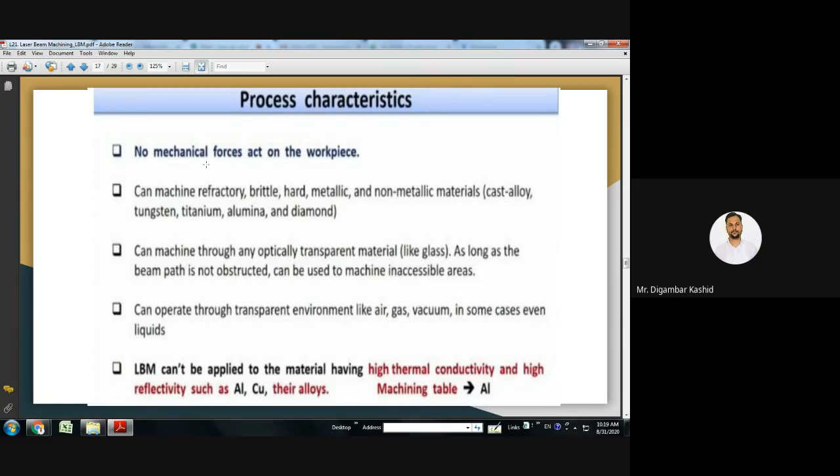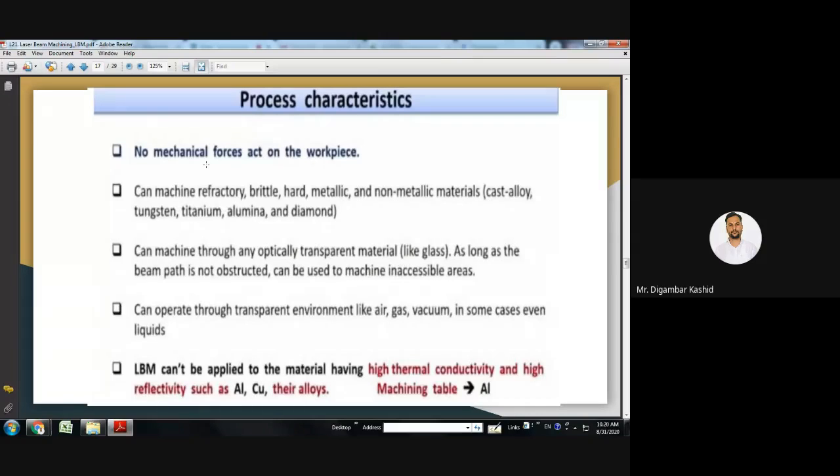So also it can machine any optically transparent workpiece material as long as the laser beam is not obstructed. So it can be used for machining inaccessible areas also. Also this laser beam machine can operate through a transparent environment like air, gas, vacuum. In some cases, even in liquid we can use this laser beam machining.